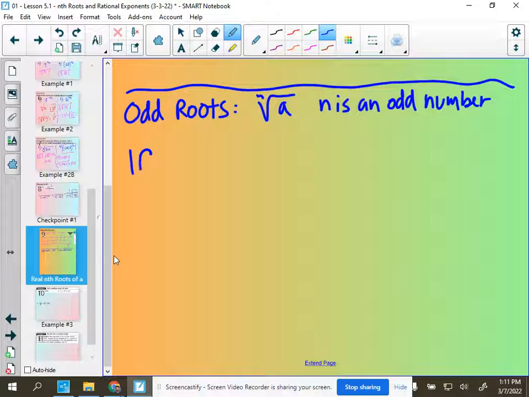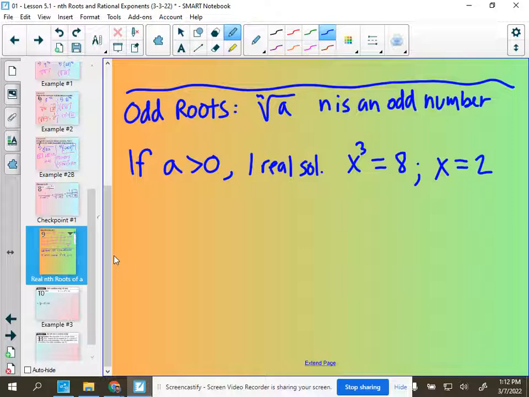So if that number underneath the radical is greater than 0, positive, we end up with one real solution. An example would be x to the third equals 8. And it takes a little while to practice because we're so used to, oh, two solutions. Right here, we would say what? If I cube root both sides of the equation, x equals 2. It's not negative 2. And if you think about it for a second, it should make sense.